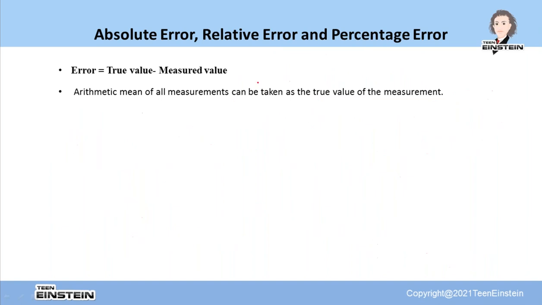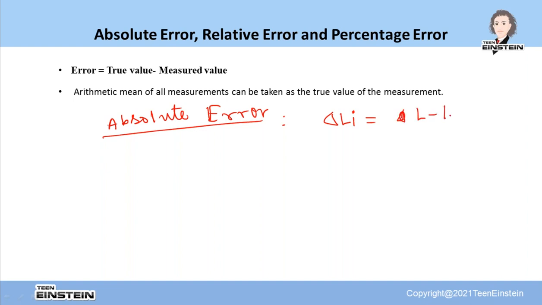So what have we learned? We have learned what absolute error is. There can be many individual measurements, so this is the magnitude. I'm just writing for one. In fact you can write like this: i means many. So I can write L average minus Li. With this I actually express all of them. So this is absolute error.